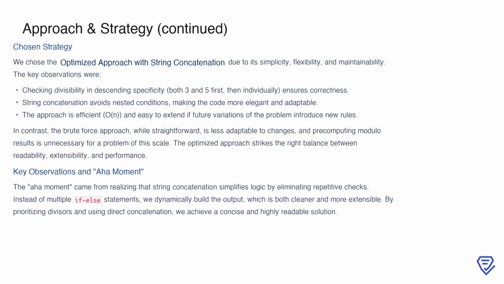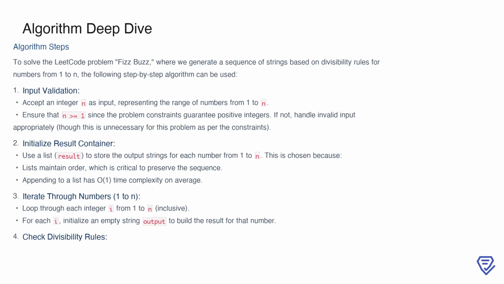By focusing on direct concatenation and prioritizing divisibility checks, we achieve an elegant solution that balances readability, extensibility, and performance. To solve the Fizz-Buzz problem, the algorithm follows a series of structured steps. First, it begins with input validation. Here, an integer n is accepted as input, which represents the range of numbers from 1 to n.